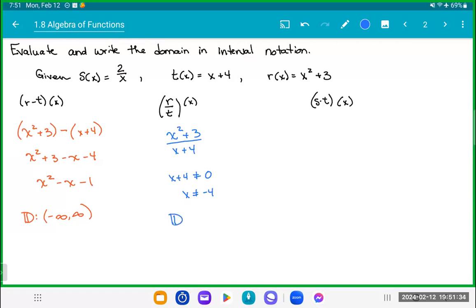Therefore, my domain is going to be negative infinity to -4 with the parentheses. Then it'll pick back up and go from -4 to positive infinity. If I was graphing this, I would have a hollow dot on -4, because that signifies I can be everything leading up to, but not including, -4, because if it's -4, it makes my entire graph undefined. Okay?